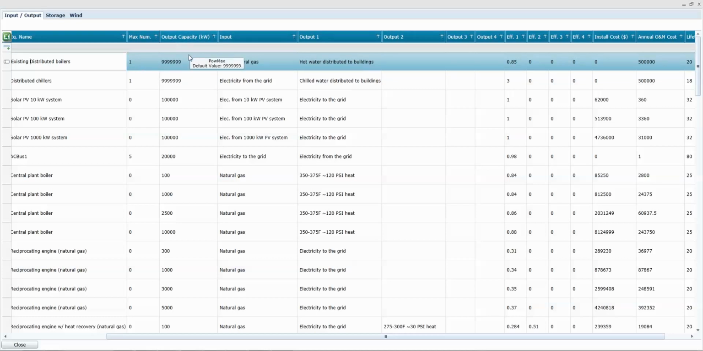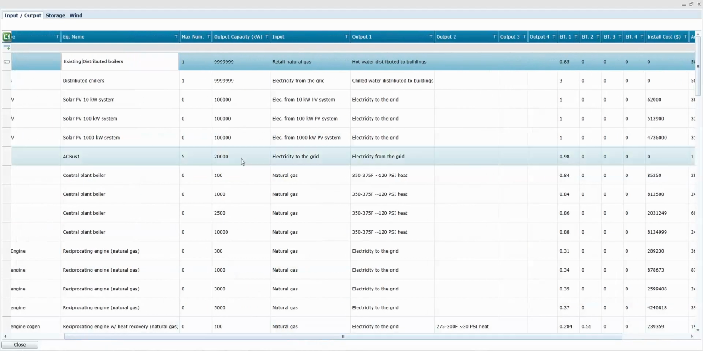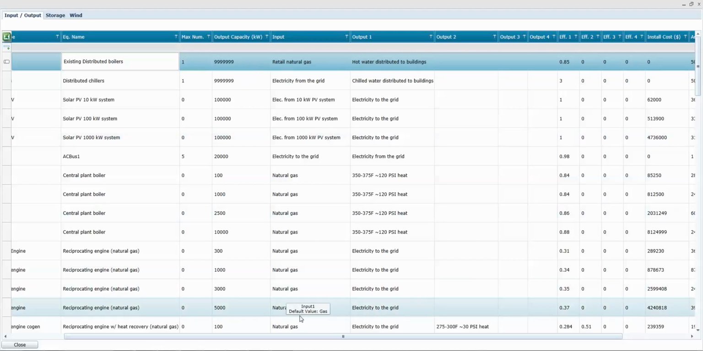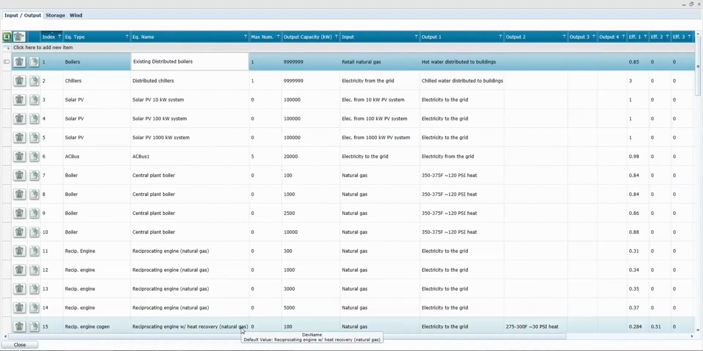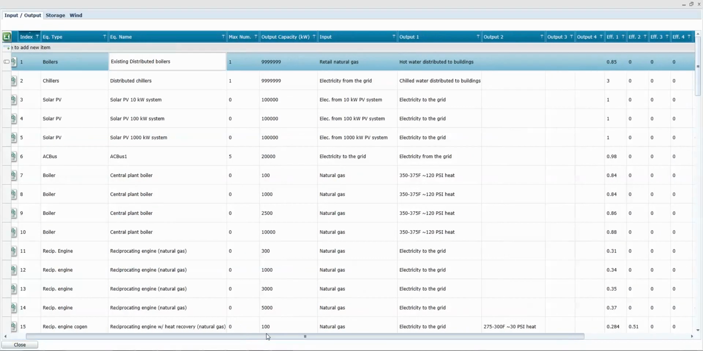The output capacity, and here you can see these are just very large numbers. The capacity isn't required for decentralized systems, only for central plant equipment. So here we're going to assume that whatever system we're talking about here for boilers for each building, we have enough capacity to meet the loads. So that's a sizing issue.